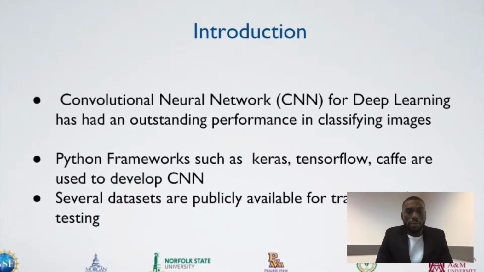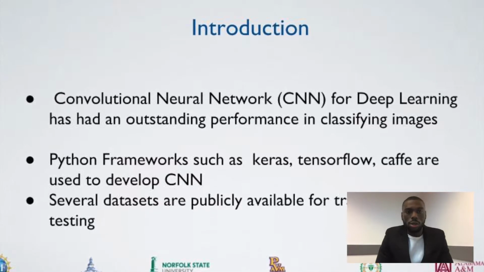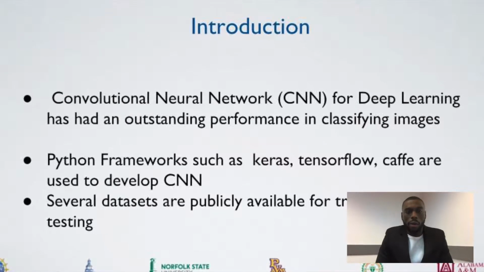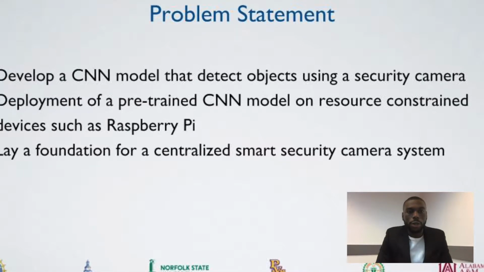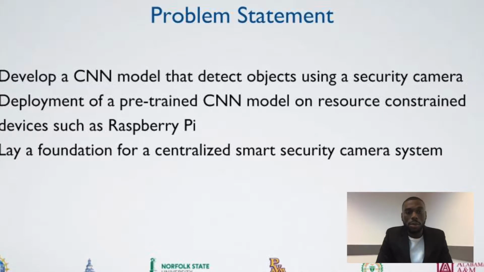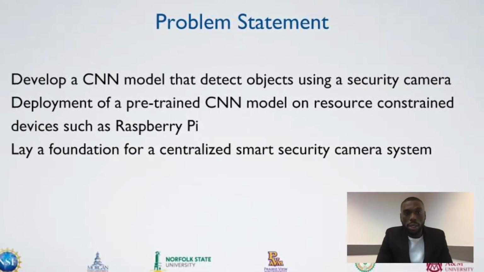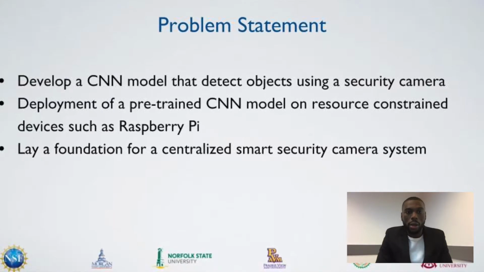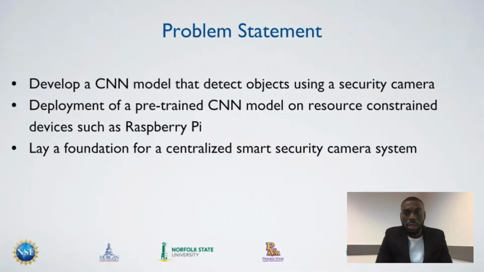There are publicly available datasets that could be used to test and train our CNN model. In our project, we developed a CNN model that detects objects using a security camera, and we deployed the CNN model on a Raspberry Pi to lay a foundation for a centralized smart security camera system.